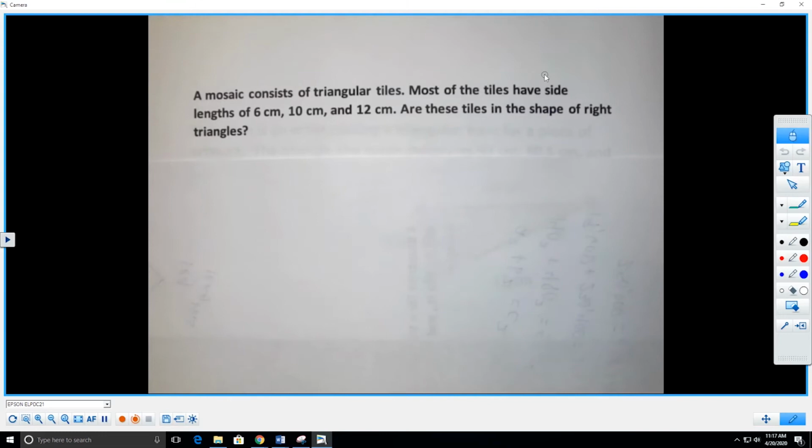A mosaic consists of triangular tiles. Most of the tiles have side lengths 6 centimeters, 10 centimeters, and 12 centimeters. Are these tiles in the shape of right triangles? I'll read it one more time for you while you finish your sketch. A mosaic consists of triangular tiles. Most of the tiles have side lengths 6 centimeters, 10 centimeters, and 12 centimeters. Are these tiles in the shape of right triangles?